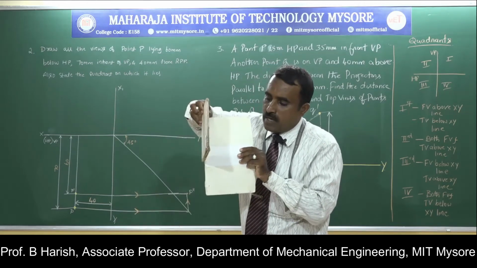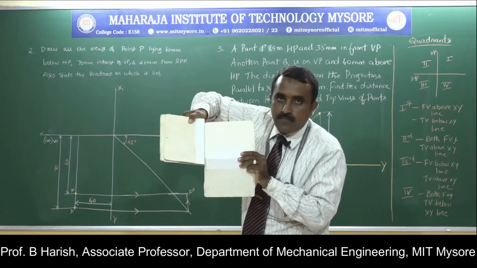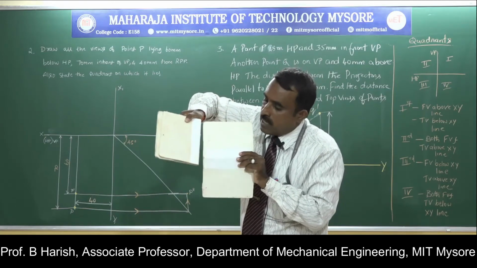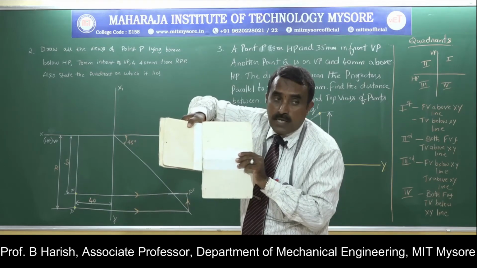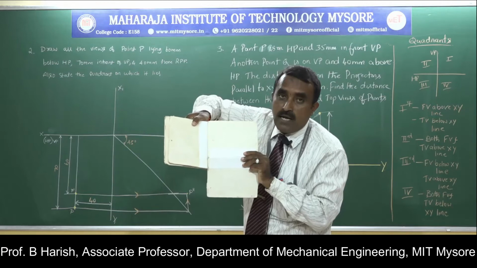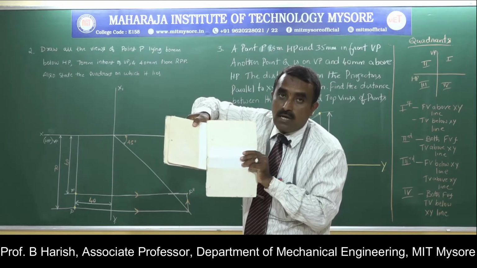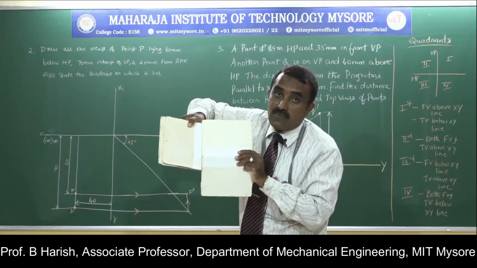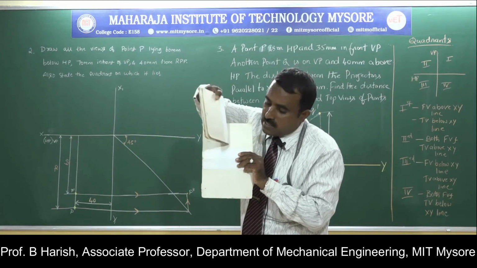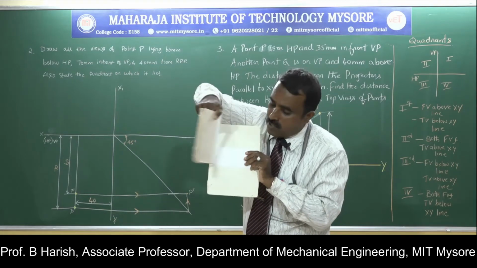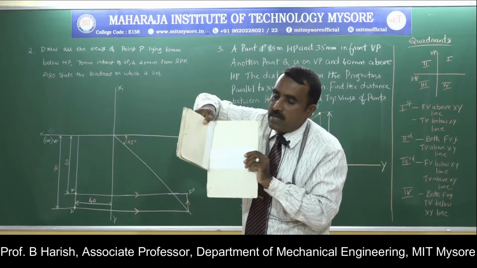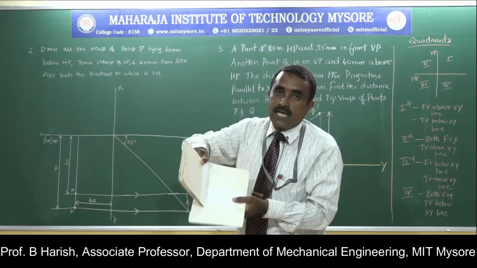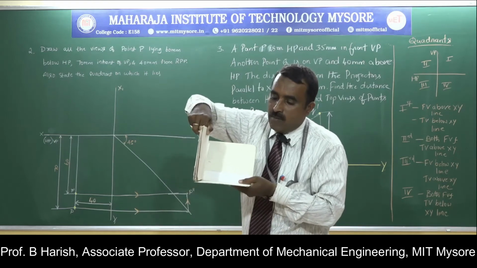The profile plane will be opened outward. Then you have the intersection of this profile plane and the vertical plane, which is represented as the x1 y1 line, whereas the intersection of the vertical plane and horizontal plane is the xy line. So it will be like this.